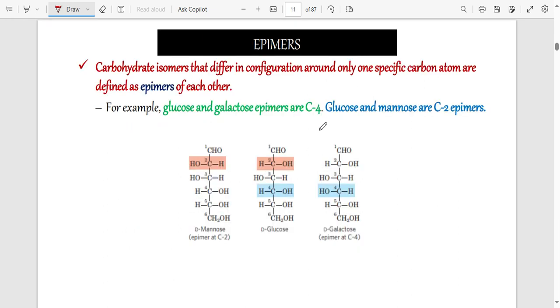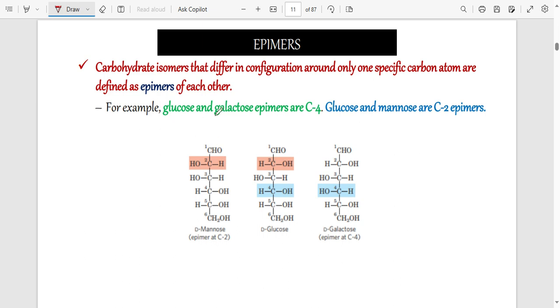Now, you also have what is known as epimers, not only isomers. Hope we are good on isomers. Are we good? Okay. You also have epimers. But what are epimers really? So epimers are carbohydrate isomers that differ in configuration around one specific carbon atom. Only one. Okay. Everything else is going to be the same, but they only differ at one specific carbon.